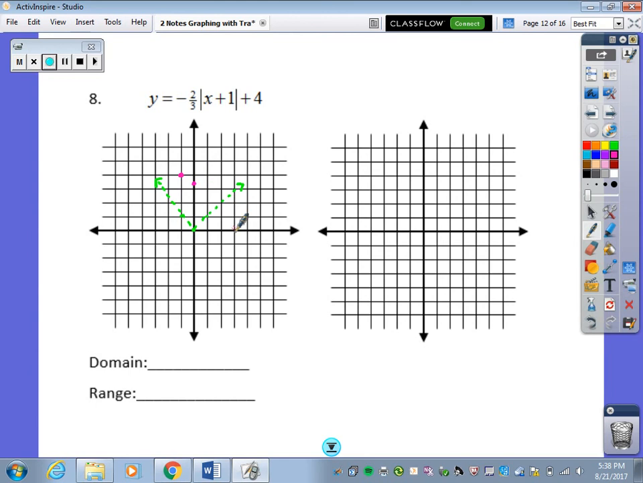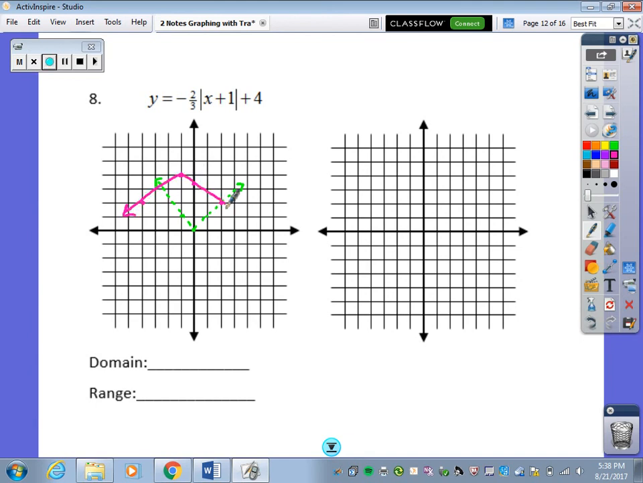Let's skip ahead to our point 3, 3. 3 times negative 2/3 is negative 2. Move it to the left 1 and up 4. We have a point there. Let's look at negative 3, 3. So 3 times negative 2/3 is going to give us negative 2. Left 1, up 4. We're going to have a function that looks something like this.